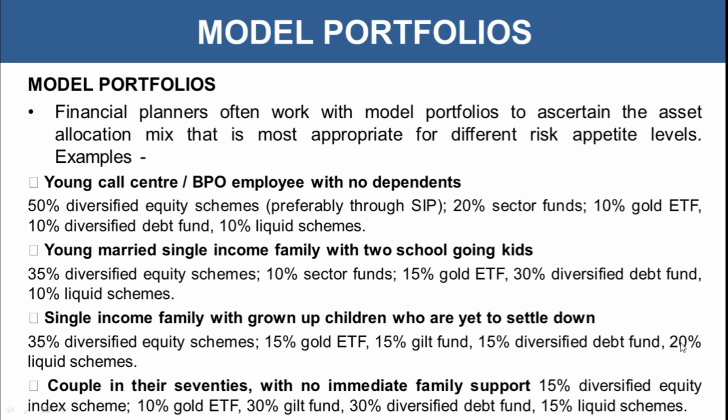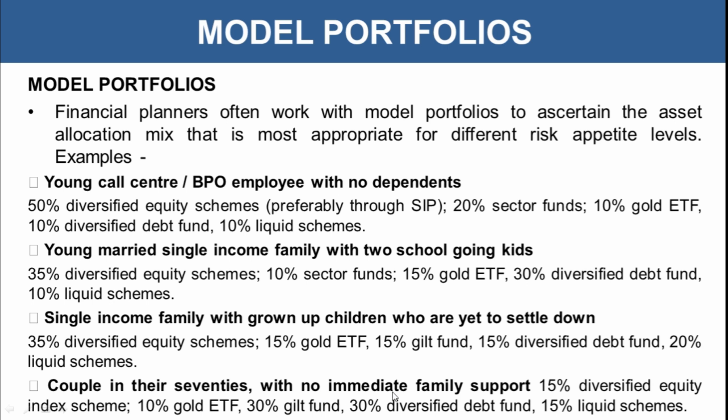Also you can just see that in liquid schemes the proportion has been increased to 20%. Previously it was 10% in liquid scheme, now it is 20% in liquid scheme because this is the stage where financial goals like children's higher education, children's marriage, settling down of children, all those things would be coming nearby. So more investment in liquid assets which can be redeemed at any point of time is recommended.